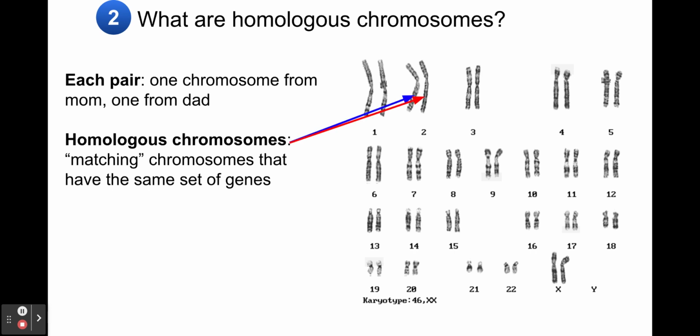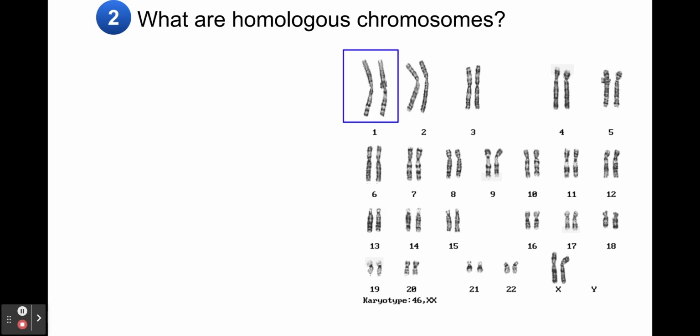So if we look at chromosome pair number 2, we can see one chromosome, which we're inferring in blue is inherited from your dad, and one in red, which is inherited from mom. Here's another chromosome pair. The blue is pointing to the one inherited from dad. The red is pointing to the one inherited from mom.